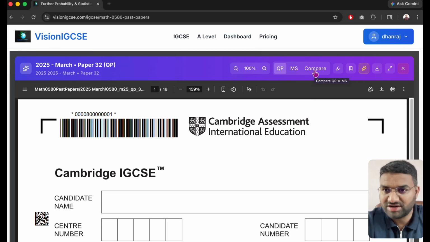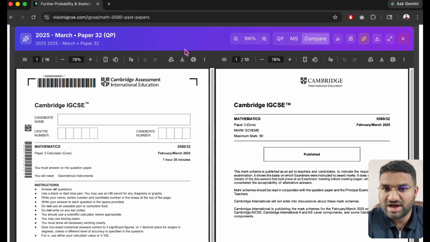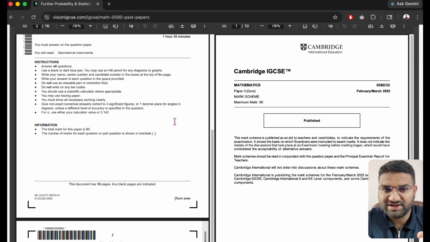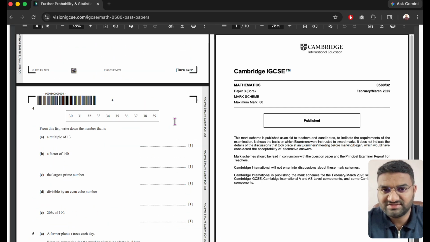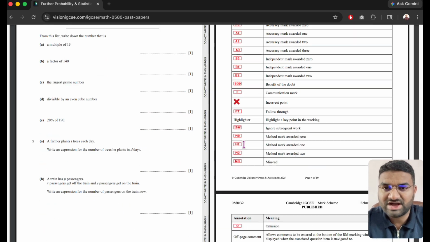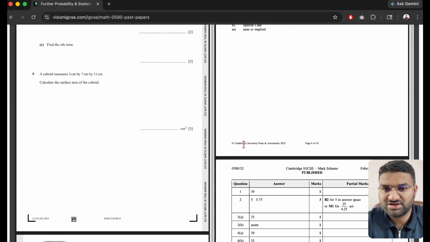And here the interesting thing is that if you open any paper for that matter, and you want to check even the mark scheme, then you need to close the paper and then open the mark scheme, but that's not necessary here. You have both the mark scheme as well as the question paper opened simultaneously, and you can check your answers as well. Here, let's say question number 4, you have the question number 4 answers on the right hand side as well.